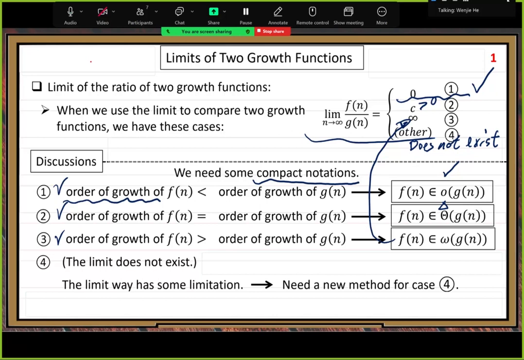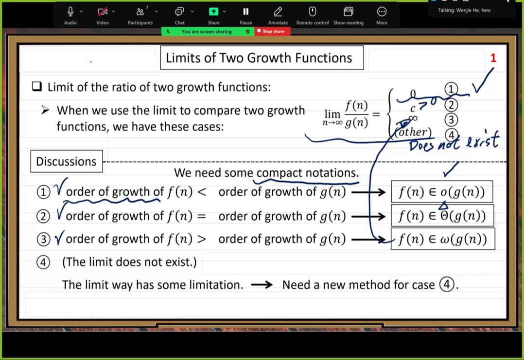In order to tell which of these three asymptotic notations should be used when we consider two growth functions, we calculate the limit. If the limit equals 0, or the limit equals a non-zero positive constant, or the limit equals infinity. So these three cases. That's what we learned last time.